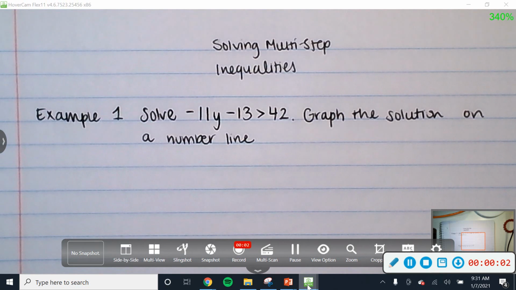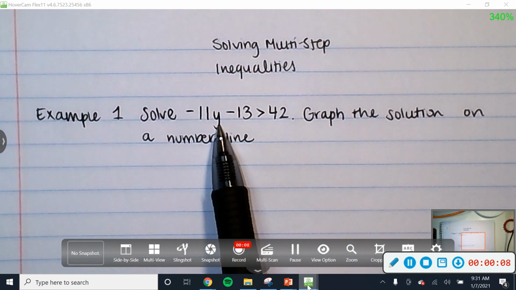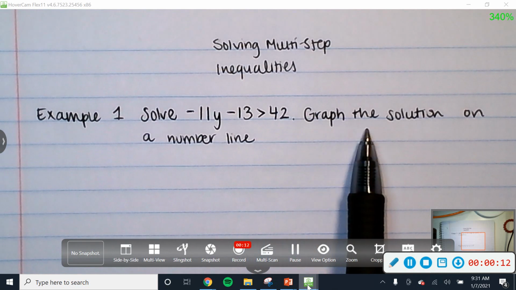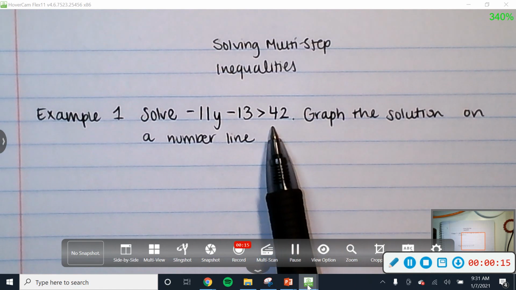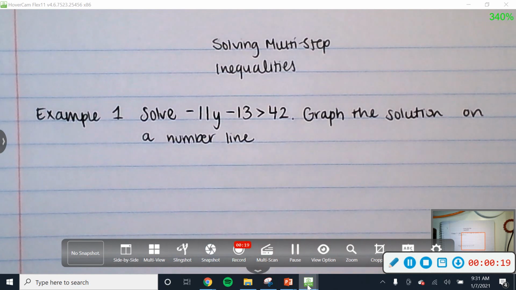Today we're going to be talking about how to solve multi-step inequalities. So this is our example. Solve negative 11y minus 13 is greater than 42. Graph the solution on a number line. So solving these are just like solving regular equations. We just have to remember those special rules that apply to inequalities.